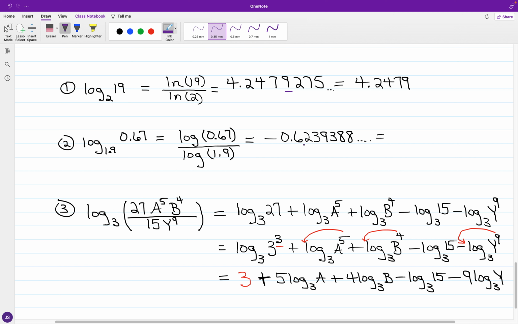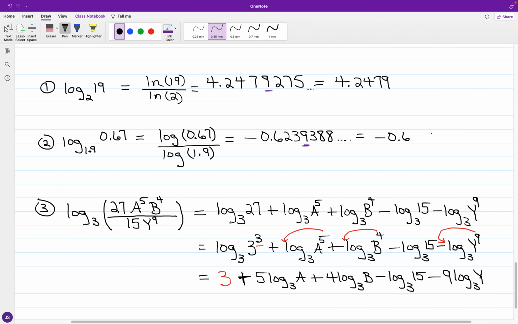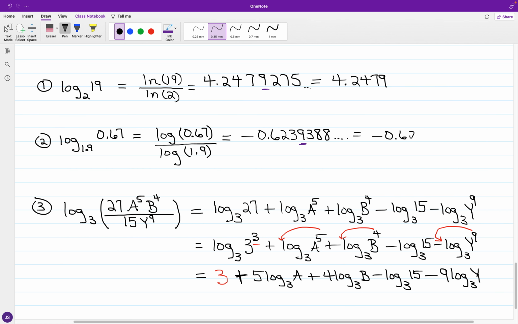And for the 4th decimal place, okay, it is also another 9. And next to it is 3. The 3 signals that 9 is not going to round up. So to the nearest 4 decimal places, so you have negative 0.6239.